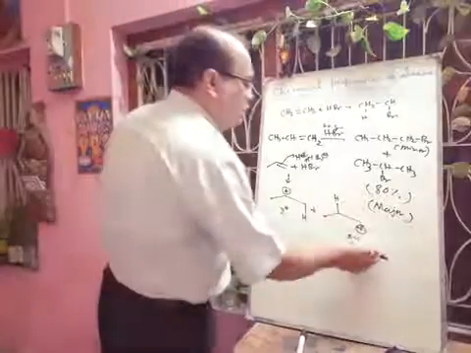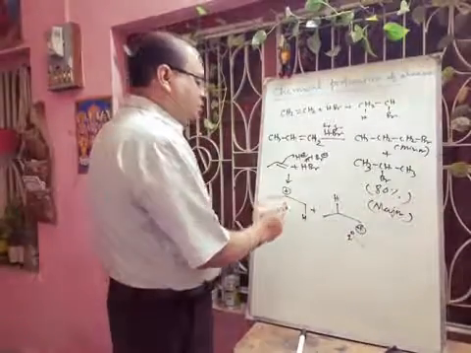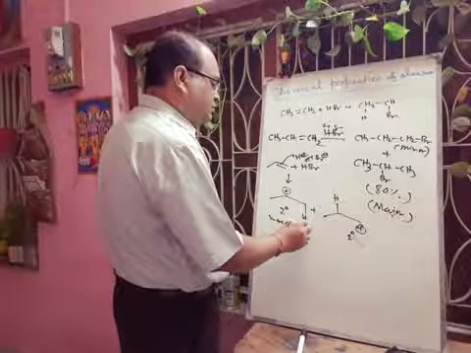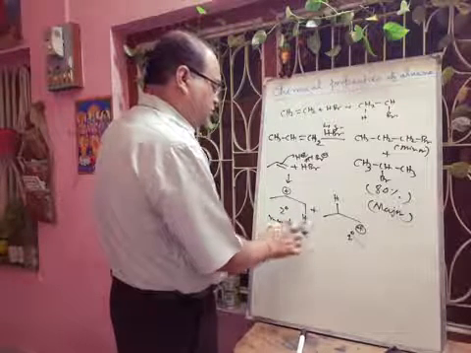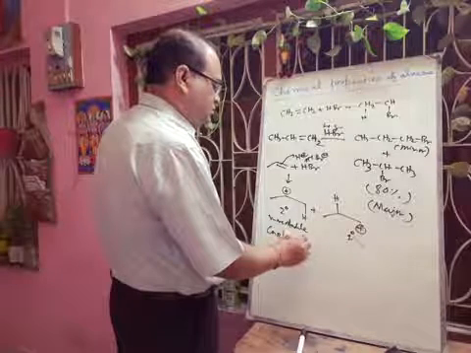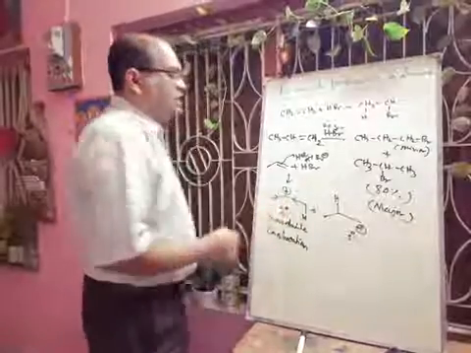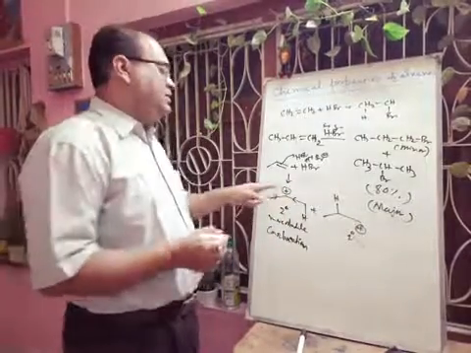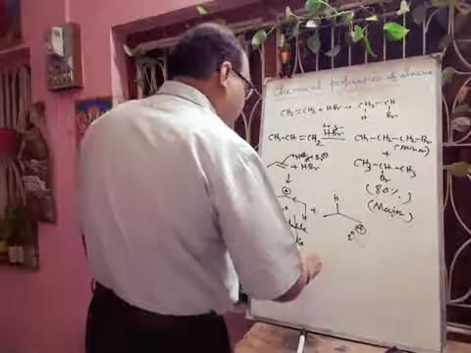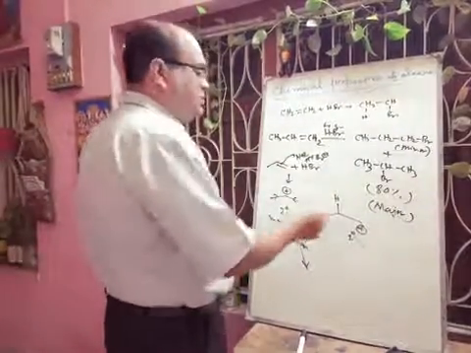We know that 1 degree, that means primary carbocation, is less stable compared to the secondary. So this one is the more stable carbocation. So here the plus I effect of the methyl group will stabilize this positive charge as well as hyperconjugation will stabilize this charge. So here the percentage of this 2 degree carbocation will be more, 80%, and this will be 20%.